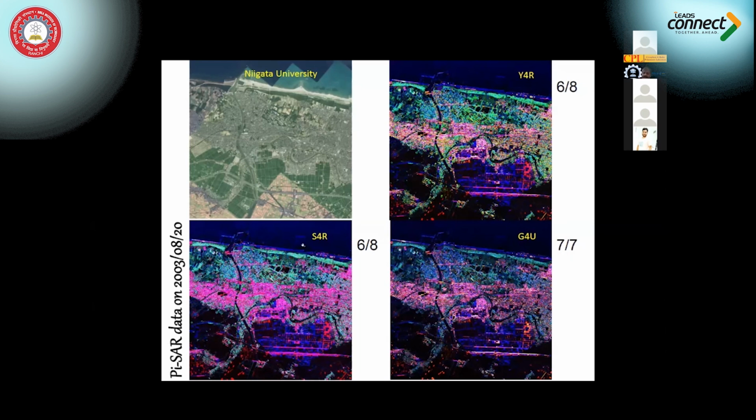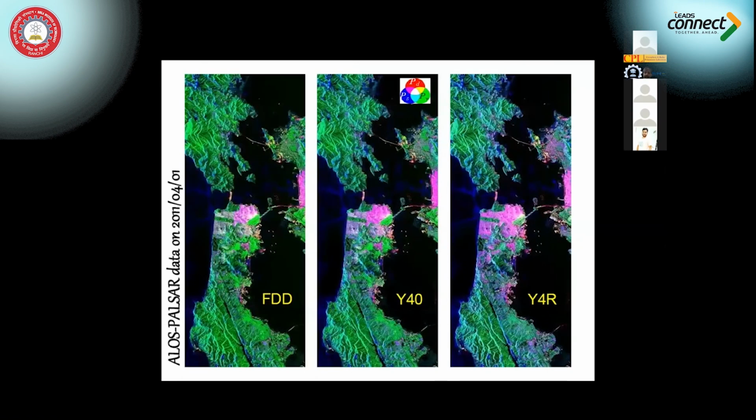But all these decompositions accounted for just six elements of the T matrix. That issue was resolved in G4U, which means the generalized four-component decomposition of the coherency matrix by unitary transformation. It gives almost equal or better results, and it includes all the polarimetric information. We are not leaving out any polarimetric information from the decomposition. So that was one example from an airborne radar system; this one is from the spaceborne ALOS PALSAR.